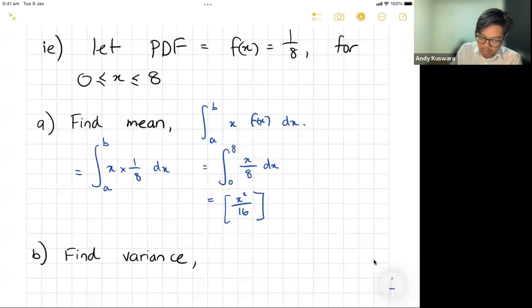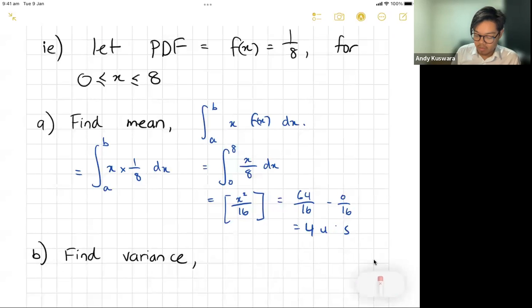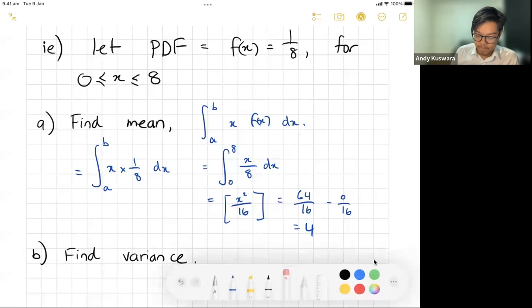Here it'll be 64 on 16, take away 0 on 16. And that should become, is it 3? No, is it 4? I think it's 4. It would be 8 on 2. Yeah, it's just 4. So it'll be 4 units, and that's your mean. In this case, 4 will do. Okay, so far so good.